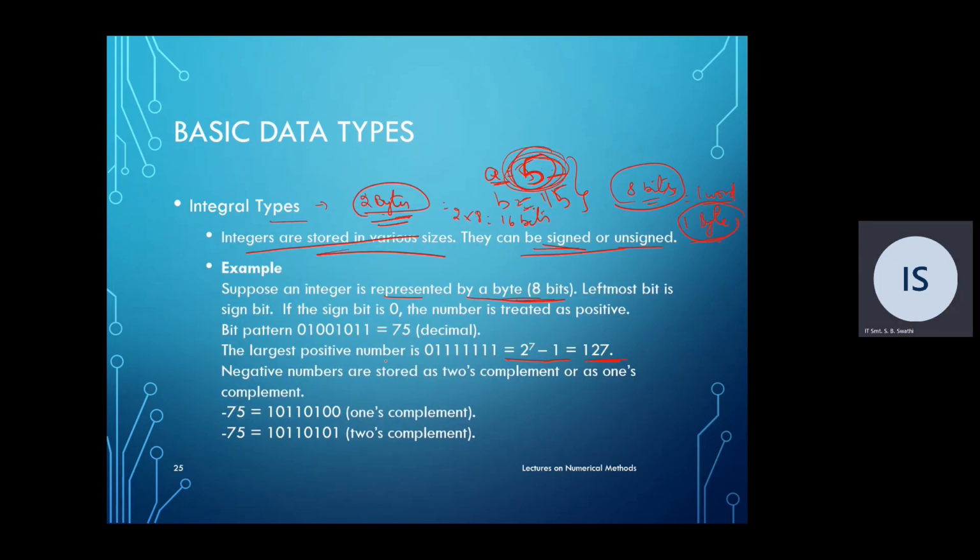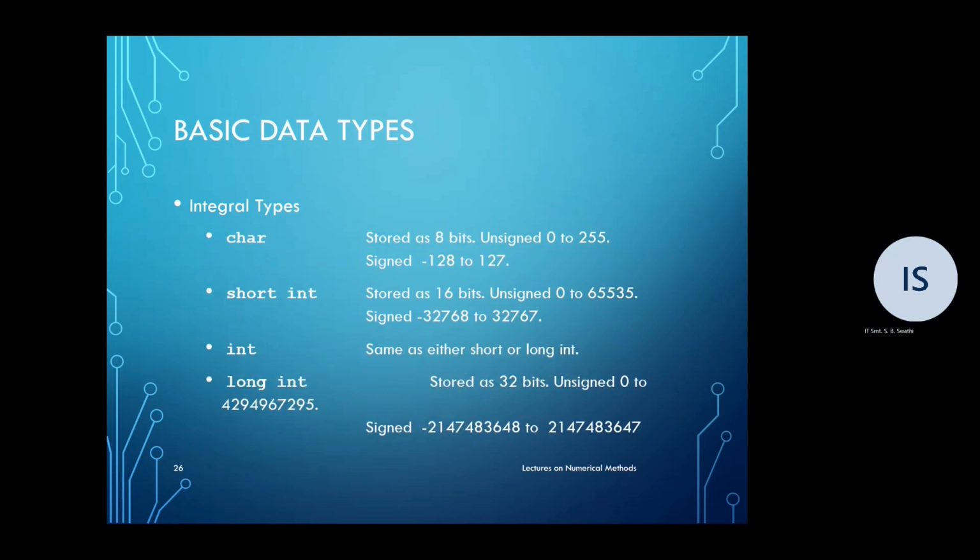And compared to this, negative numbers are stored in the form of complements, 1's complement and 2's complement. So integer numbers are again categorized as char, short int, long int. All these are integer numbers only, but the memory size differs. Short integer will take 1 byte, int will take 2 bytes, and long will take 4 bytes. And characters will also take 1 byte.